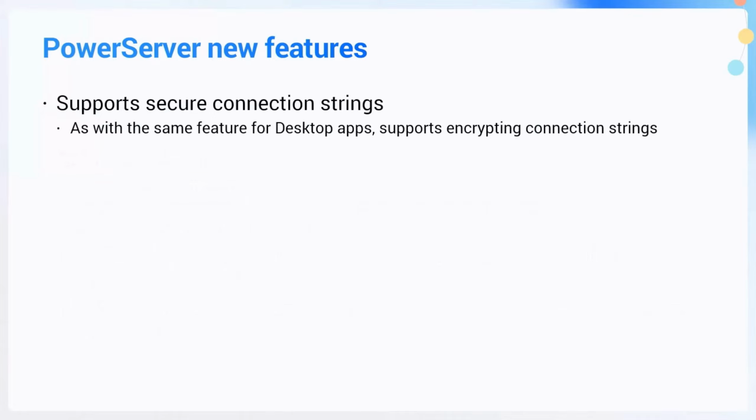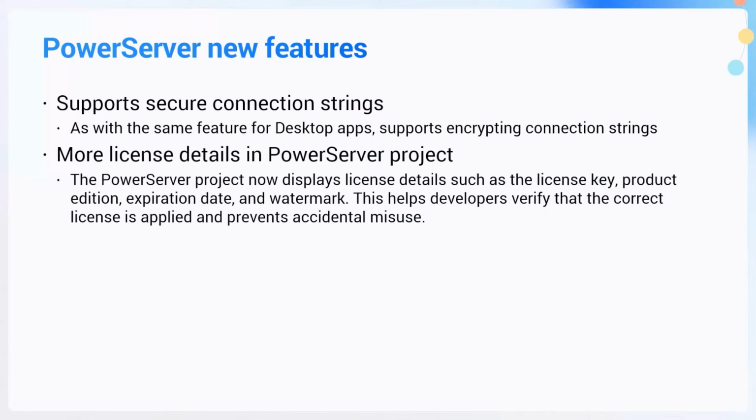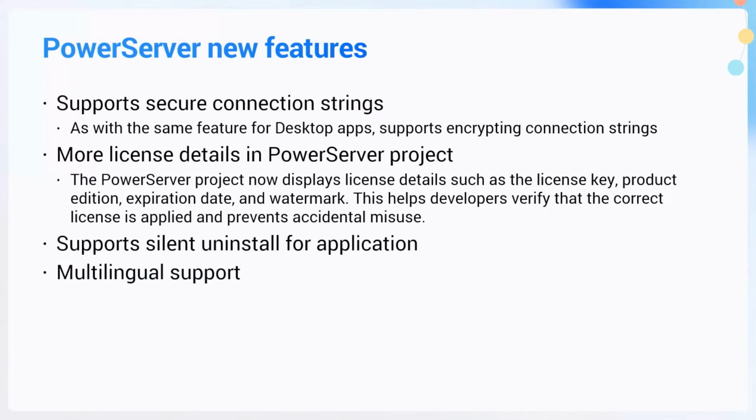It now supports secure connection strings. This was something that was added in 2025 for desktop apps so that you didn't have to worry about the database passwords or other connection information being in clear text, either in an INI file or in PowerScript. So that feature is now supported in PowerServer as well. There's more license details shown in the PowerServer project so that you can easily see which licenses and other details are being used, and it ensures you're using the correct license. And it supports uninstall for the application, silent uninstall for the application.